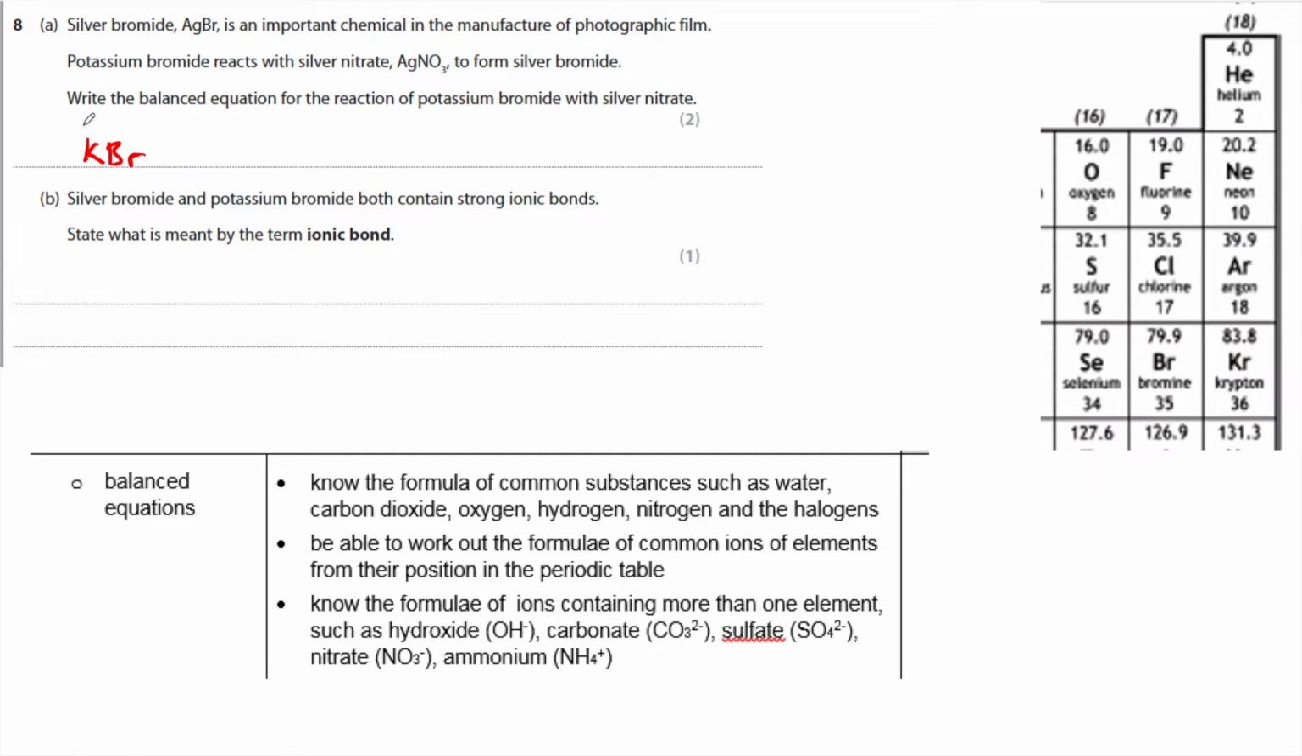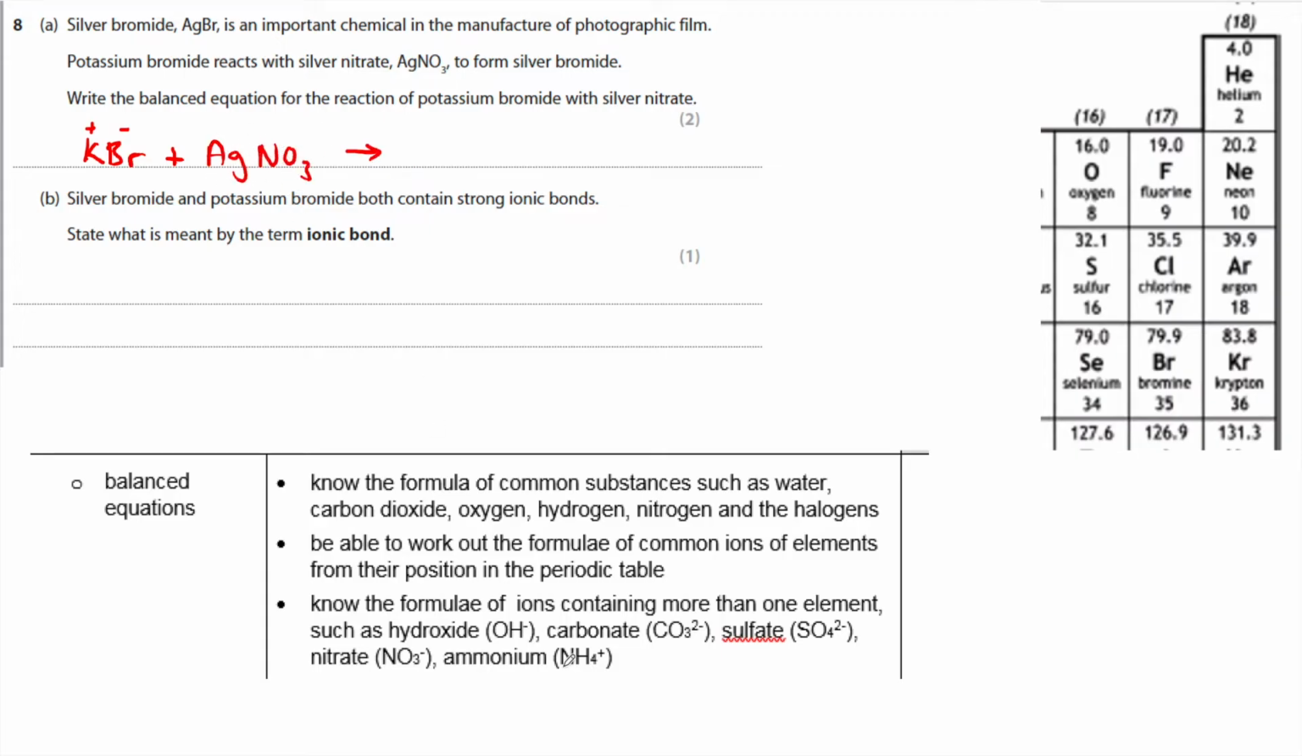So potassium is a +1 ion, it's in group 1. Bromine is in group 7, so it is a minus ion. So that means that that is the right formula. So we've got potassium bromide plus silver nitrate.